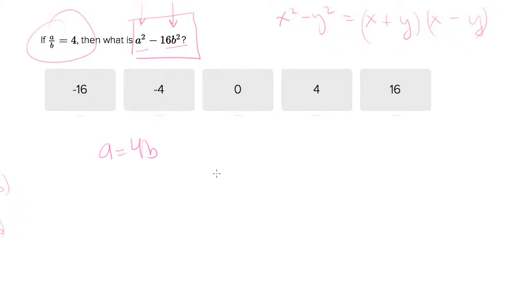So they're asking us, what is a squared minus 16b squared? Well, that is, I'm going to convert that into a plus the square root of the right thing, which is 4b, times a minus the square root of the right thing, which is 4b.